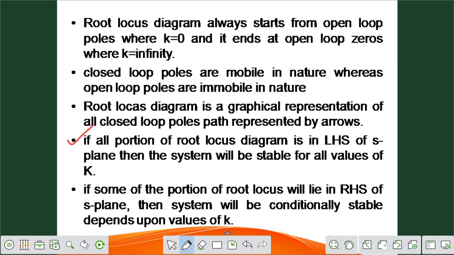If I am talking about stability, I can make a conclusion. If all of the portion of the root locus lies in the left hand side of the S-plane, the system is stable. If some portion of the root locus lies in the right hand side of the S-plane, the system will be conditionally stable. That depends upon the value of k.